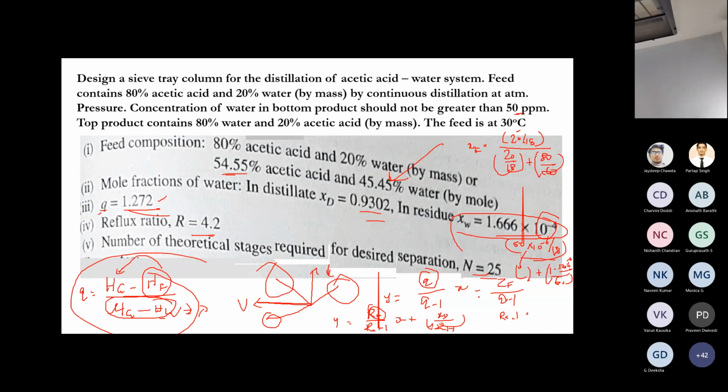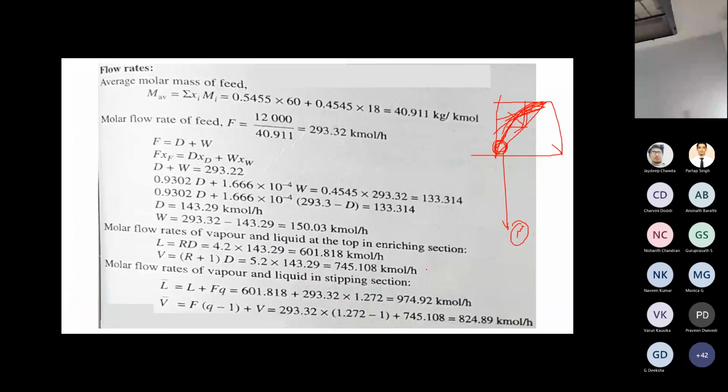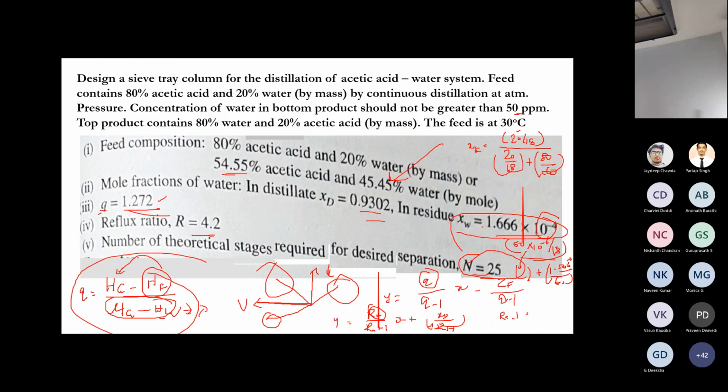So now we move to the problem. I request you all to please go through these minimum requirements, that is, to calculate the number of theoretical stages required for the desired separation. Here it is given as 25 stages. Anyway, we need not go for these things. Even in a design problem, you need not solve up to this point on the number of stages. Our ultimate course objective is how to design a column. You might have studied these things in your mass transfer.